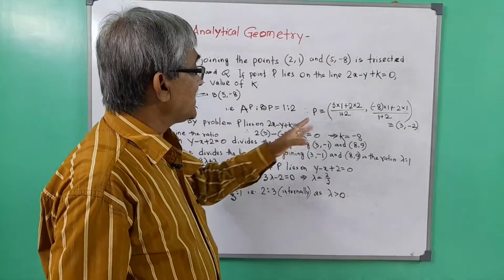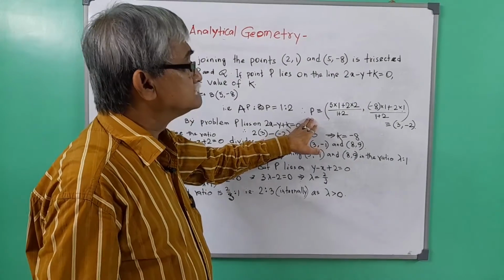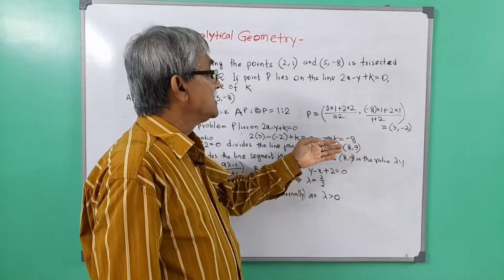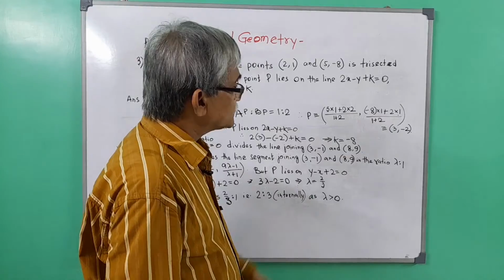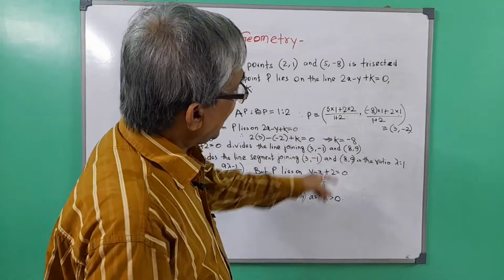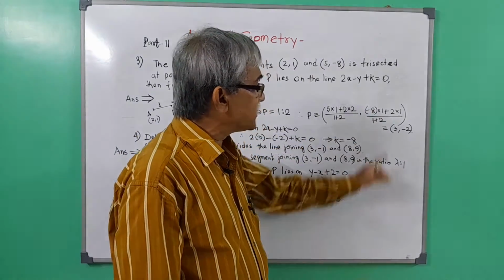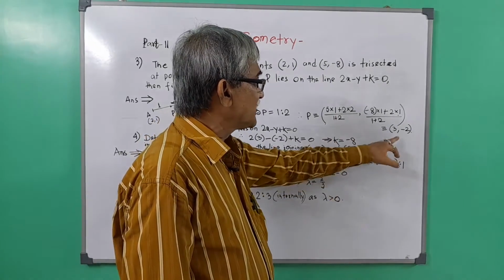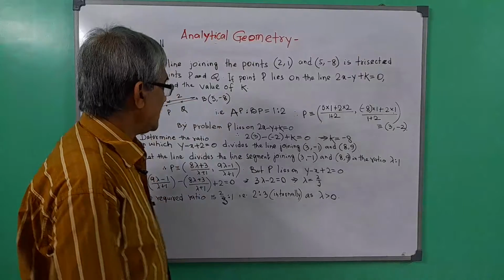So by our section formula, you can easily find the coordinates of the point P. You know it, mx2 plus nx1, etc. So 5 into 1 plus 2 into 2 by 1 plus 2, and here it is minus 8 into 1 plus 2 into 1 upon 1 plus 2. Similarly, if you calculate it, this comes down to 3, minus 2, right?